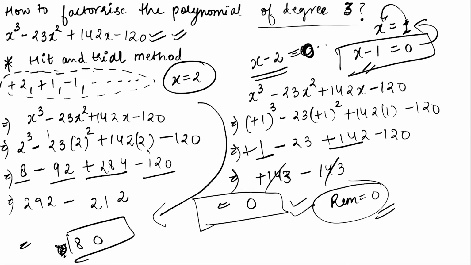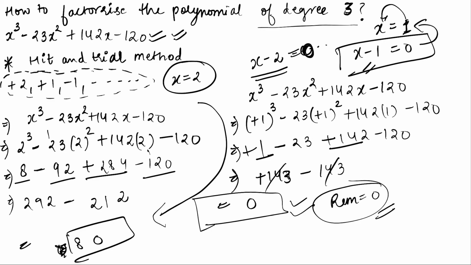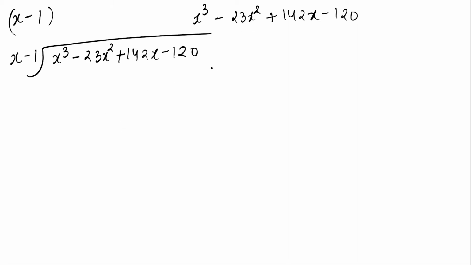So what we are going to do, we are going to take one factor of this cubic polynomial as x minus 1. So is this the only factor of this cubic polynomial? x cube minus 23x square plus 142x minus 120. Is this x minus 1 the only factor of this one? No. We are going to factorize it more. We will be finding the other factors of this polynomial by dividing it by this one factor.